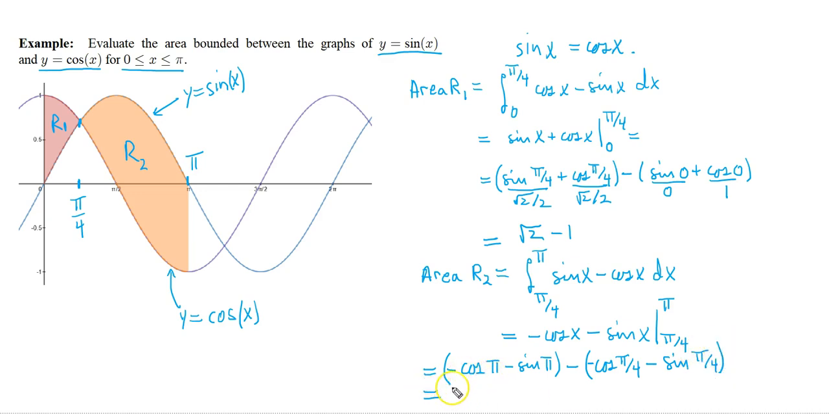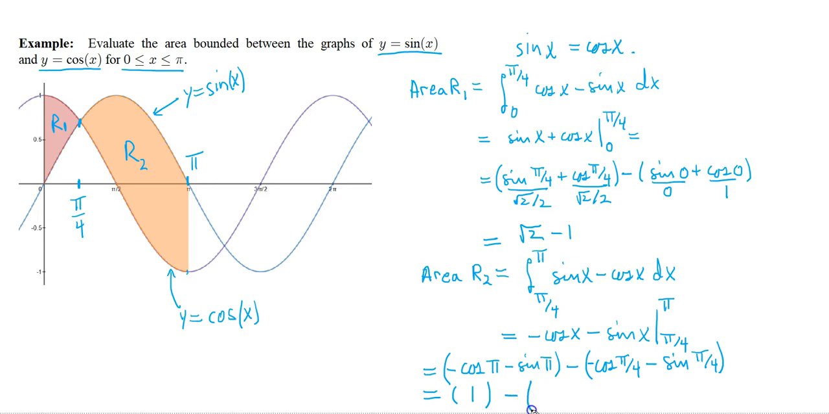Now cosine of pi, we see from the graph here that is -1. So minus -1 is just going to be +1. Sine of pi is 0. You can see that from the graph of sine here. Sine of pi is 0.